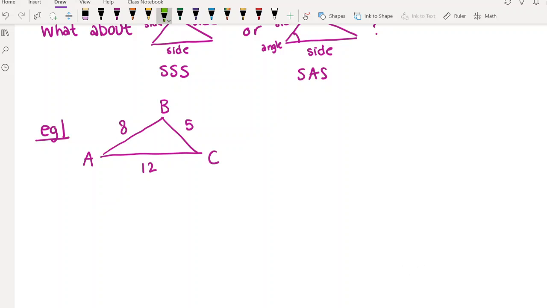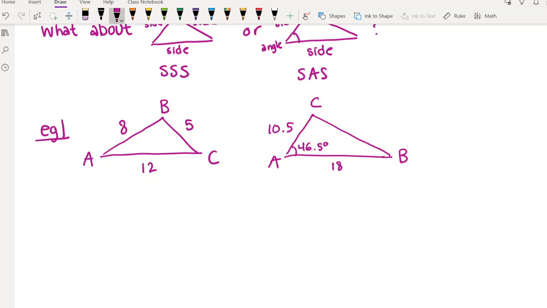An example of the other one, SAS, would be something like this. Let's say that you know that this angle is 46.5 degrees, you know that this side is 10.5, and you know that side C is 18. So why would this not work for the law of sines?